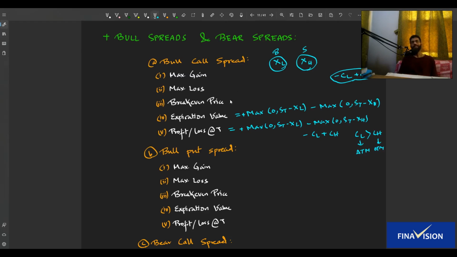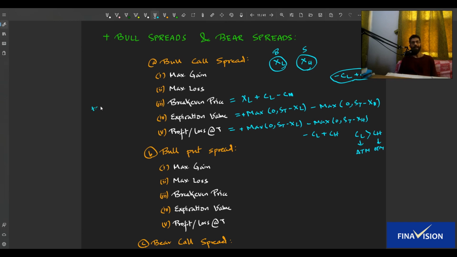The break-even price is equal to strike price plus the difference of the premiums, which means this is XL plus CL minus CH. Let's see how this works out through our example.